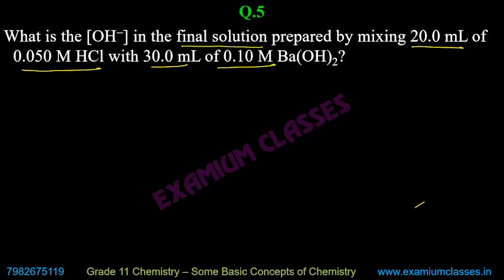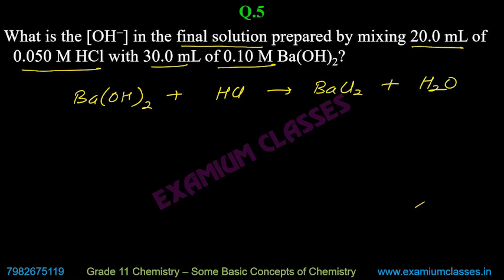Now this is an acid-base reaction, because here it won't be that you are just mixing. When you mix an acid with a base, there will be a reaction. So when barium hydroxide reacts with HCl, BaCl2, barium chloride, is produced, and water. When acid and base react, they produce salt and water. And when we balance it, it will be 2HCl. Now is everything balanced?